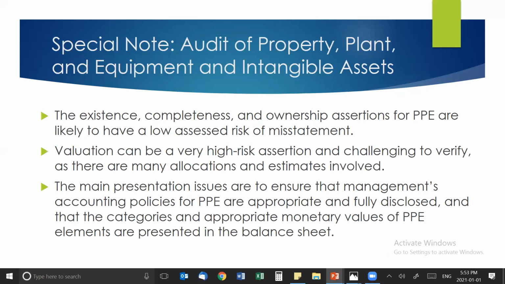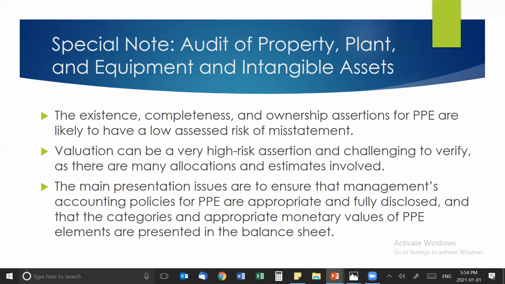Looking at the audit of property, plant, and equipment and intangible assets, the evaluation can be high risk and challenging to verify, especially if the company is using fair value accounting for the property, plant, and equipment. You'd have to make sure that an appraisal is done independently and compare that to what they've done. Intangible assets would be hard to value, so the valuation of that would be high risk, because it's hard to prove that the cost that they said is an intangible asset is actually there.